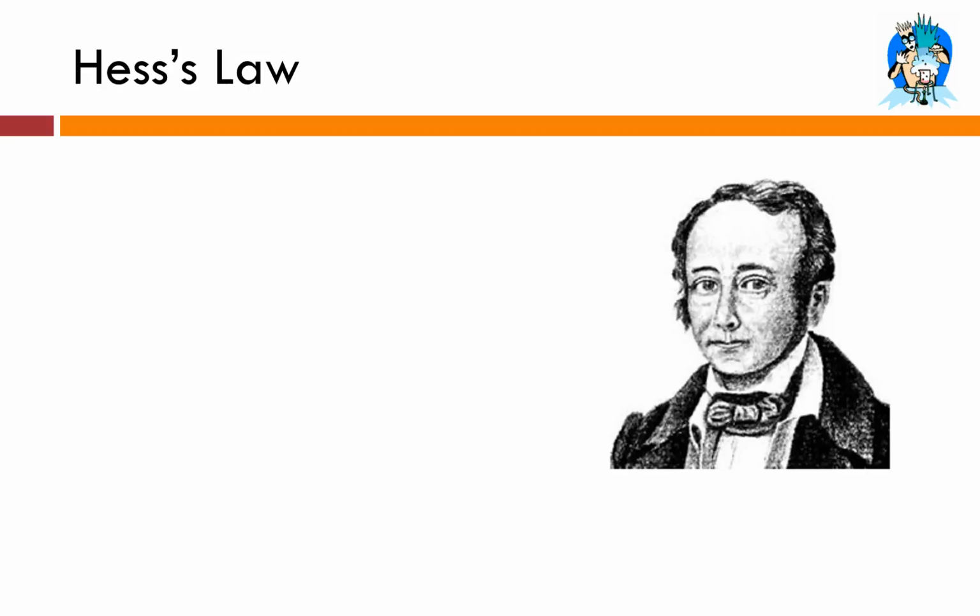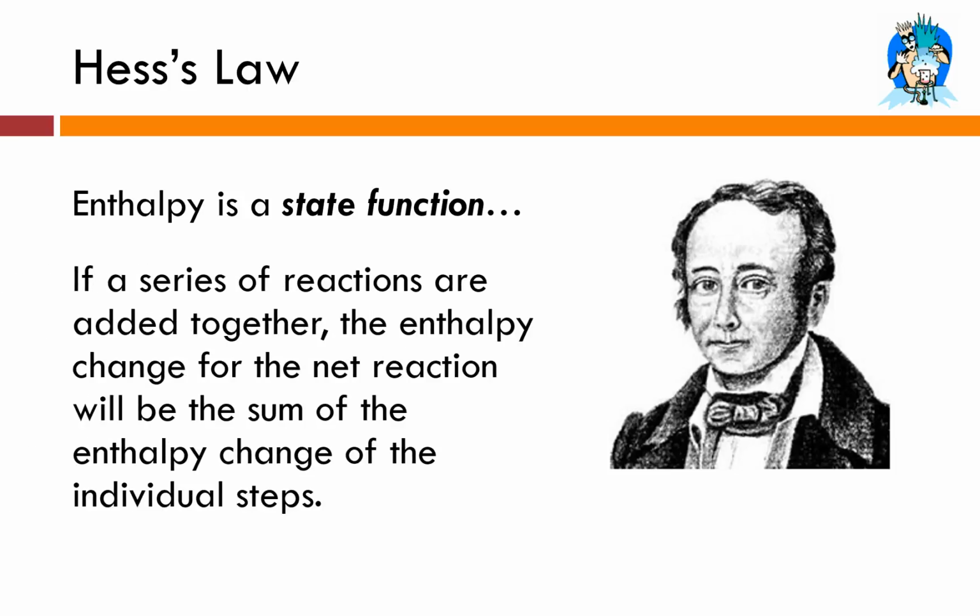All right, this gentleman right here is Hess. Hess says that enthalpy is a state function. We'll talk about that in just a moment. But according to Hess's law, if a series of reactions are added together, the enthalpy change for the net reaction will be equal to the sum of the enthalpy change of the individual steps. So basically, the whole thing is equal to the summation of the parts, which initially might not sound like that big of a deal. But you got to remember, this was hundreds of years ago that this law was proposed.